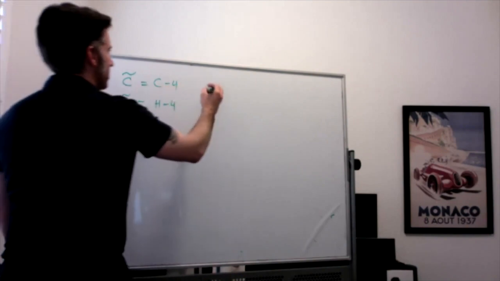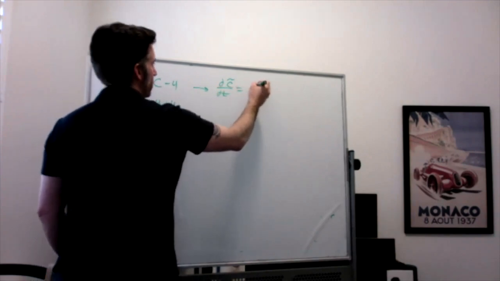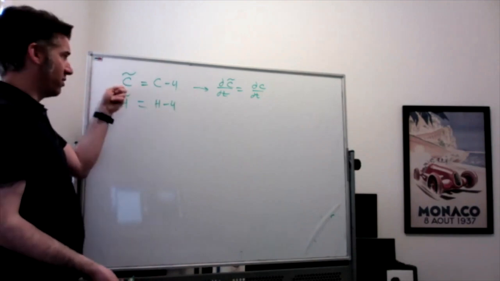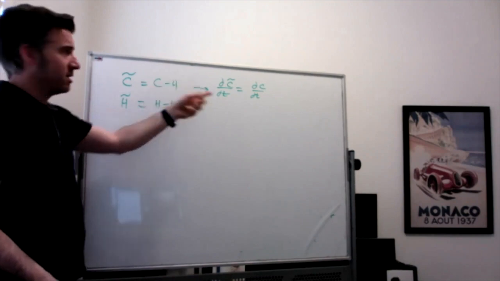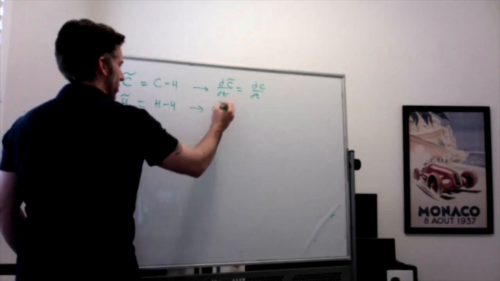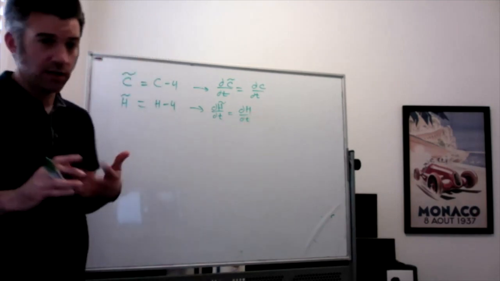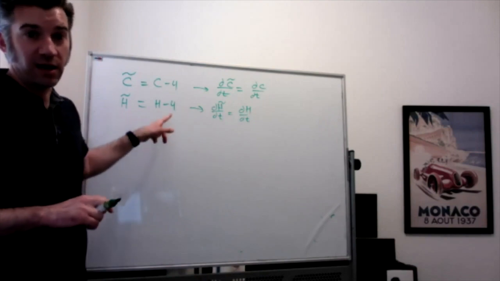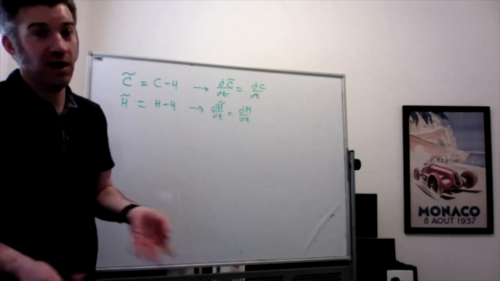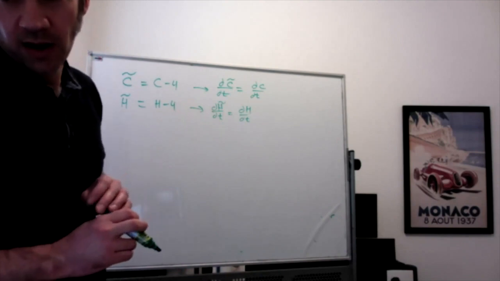And here's what they want you to know. When you write this, it should not be too hard to see that the derivative of C tilde is equal to the derivative of C. If you take the derivative of both sides, the derivative of C minus 4 is the derivative of C minus 0, because the derivative of 4 is 0. In a similar way, dH tilde dt is equal to dH dt. More generally, if two variables differ by a constant, their derivatives are equal to each other. X squared and x squared plus 5 both have 2x as their derivative. Same idea here. The original variable is shifted by this.